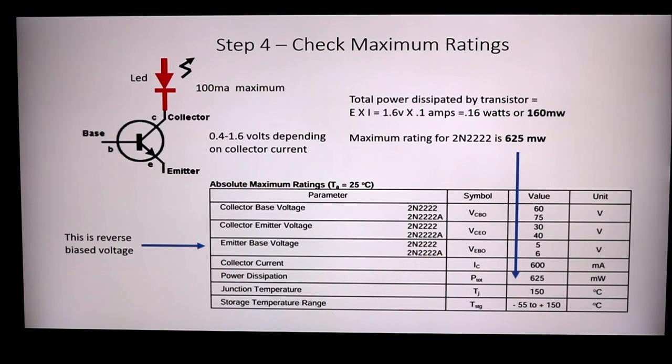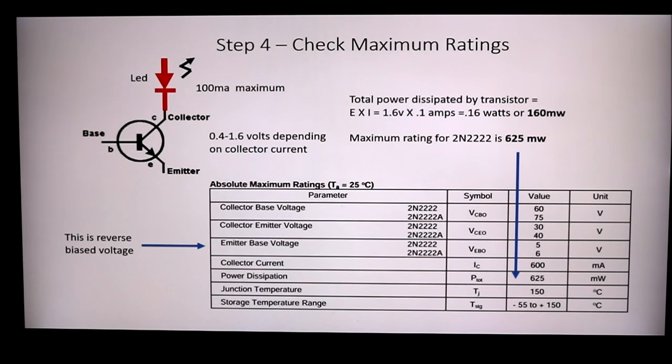Okay, step 4. The last thing you want to check is the maximum ratings. I want to make sure you're not stressing this transistor too much. So the first thing I look at is the power dissipated across it. And we said that it's anywhere from 0.4 to 1.6 volts, depending on the collector current. In our case, it's much less than that. It's about 0.1 volts. But let's take the worst case if we were using another curve on that chart I showed you.